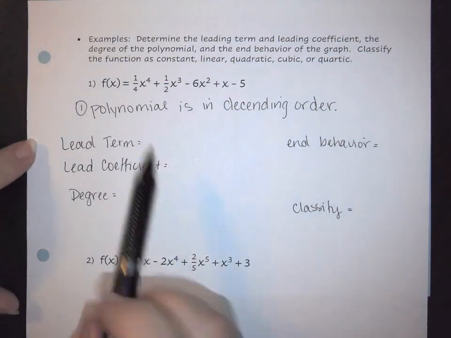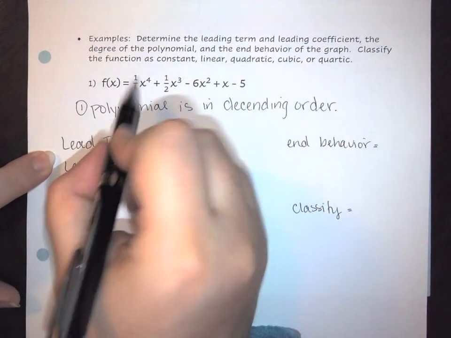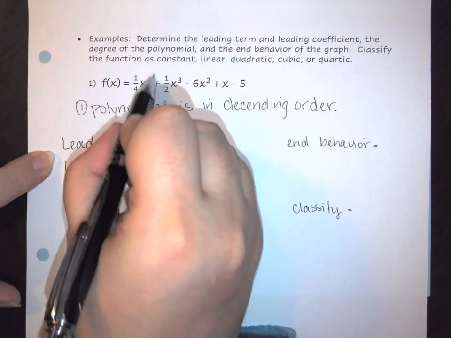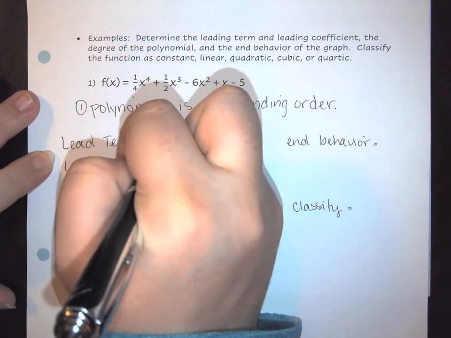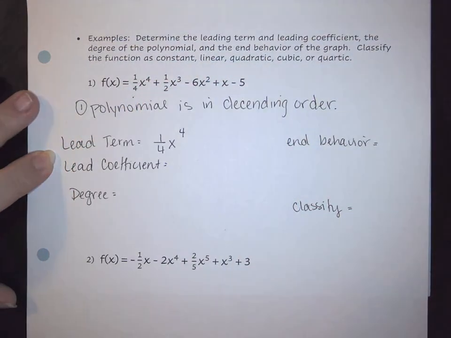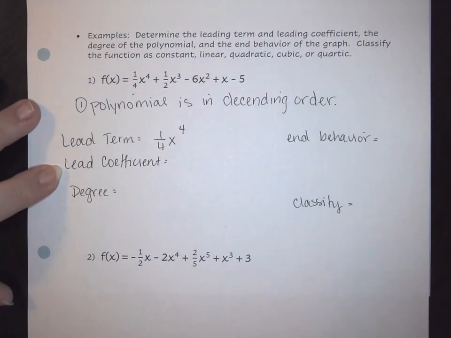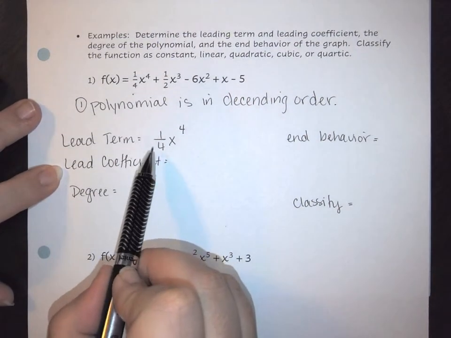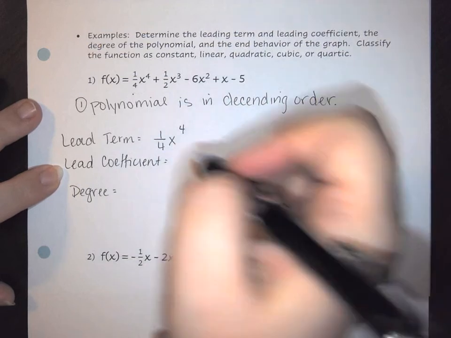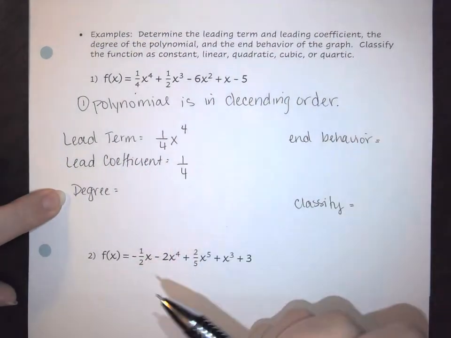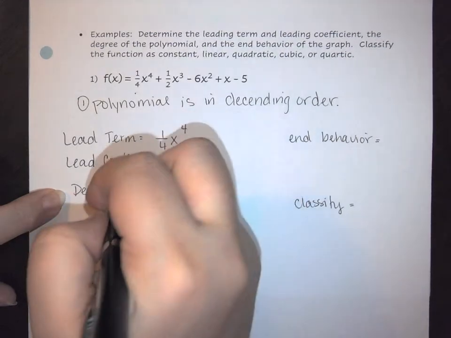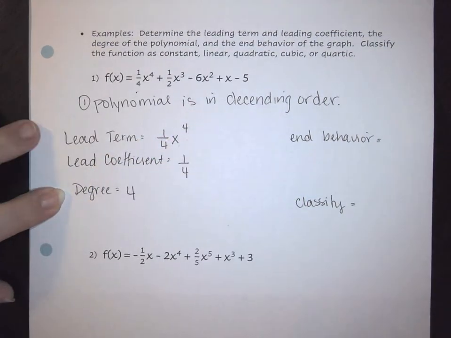So first and foremost, let's take a look. Leading term, again, remember we are talking about this entire first piece. So my leading term is going to be 1/4 x to the fourth. That coefficient is going to be the number attached. So once you identify your leading term, your leading coefficient is the value attached, 1/4. The degree is going to be the degree of that x value, and so here my degree is 4.